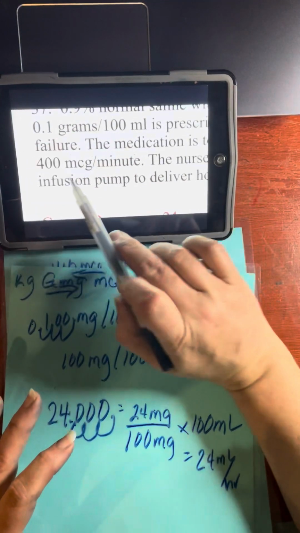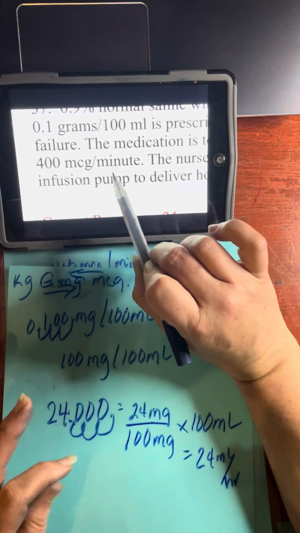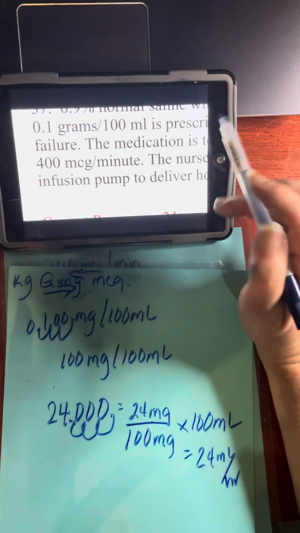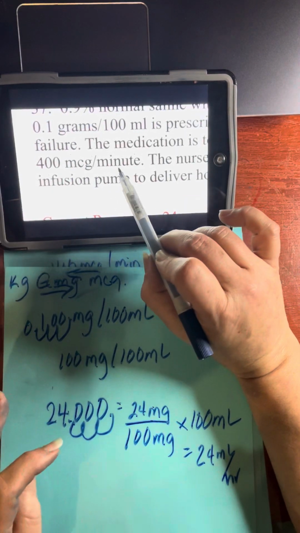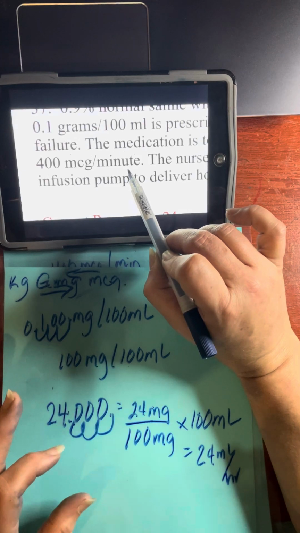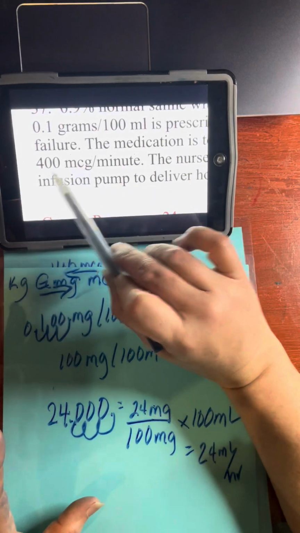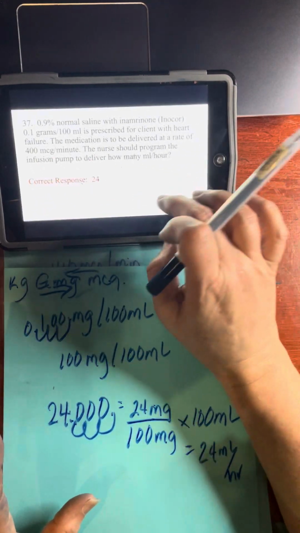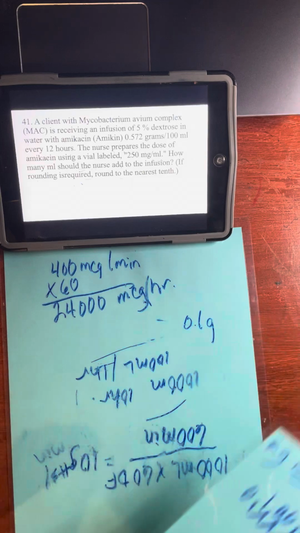When they give you so many milligrams or micrograms or whatever units per minute, I don't want you to throw up in your mouth. Take a swallow of a beverage and realize that you have the power to multiply that sucker times 60 to find out what you got to give in an hour. Okay? I believe you're picking up what I'm putting down.